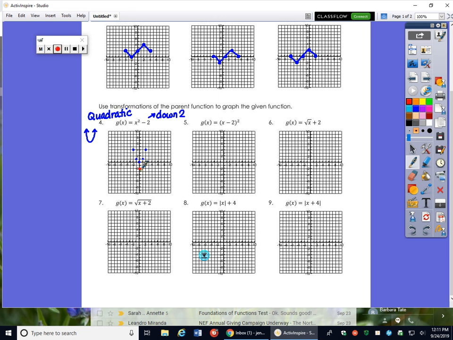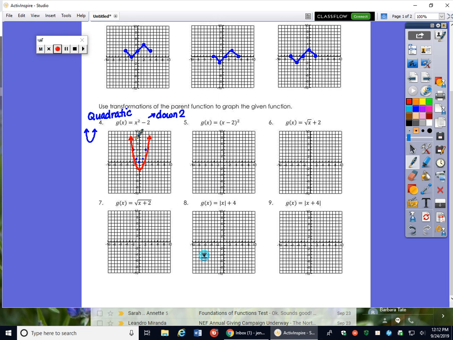So down to here, down to here, down to here, down to here, down to here. And so the red is what we want to connect. So the blue is the parent. The red is now the new transformed graph going down 2.